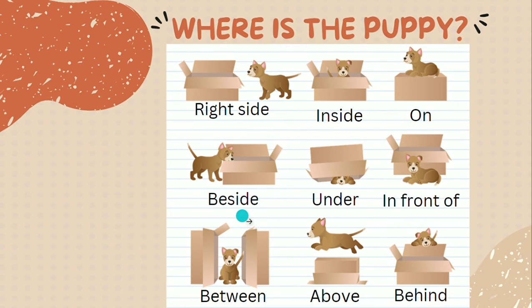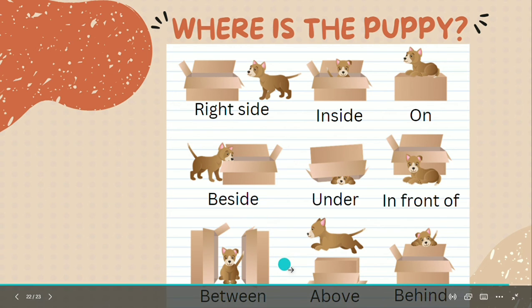And for the next one, the puppy is above the box, or we can also say the puppy is over the box. And for the last picture, the puppy is behind the box.